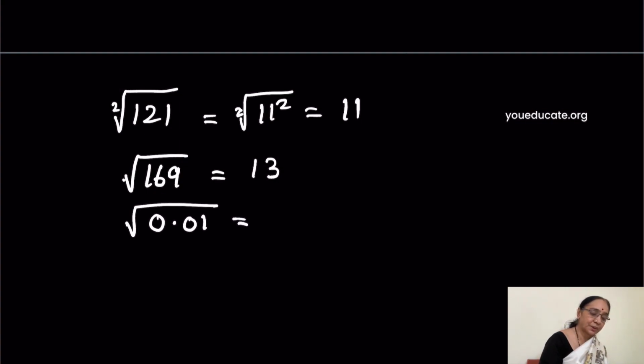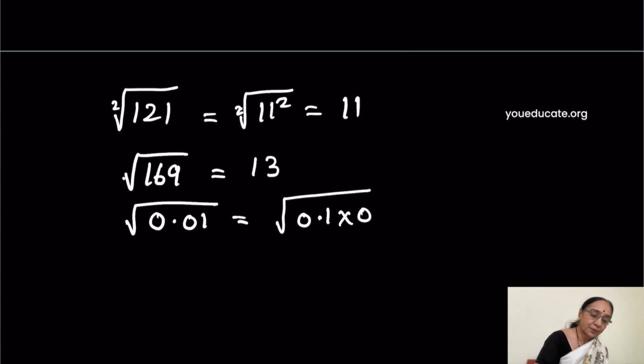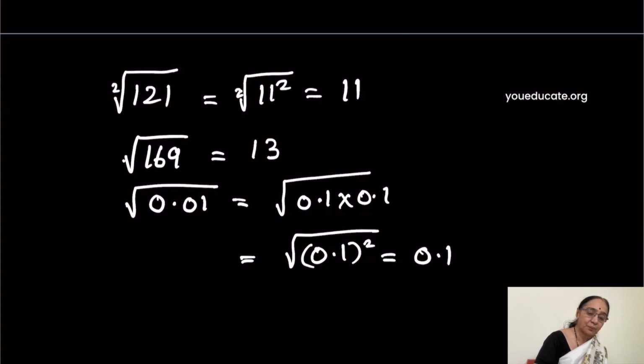Now what is the square root of a decimal, 0.01? What do you think? You can take the square root of this because it has 2 equal factors. What are the 2 equal factors of 0.01? It is 0.1 multiplied by 0.1, which is the square root of 0.1 squared, and the square root is 0.1.